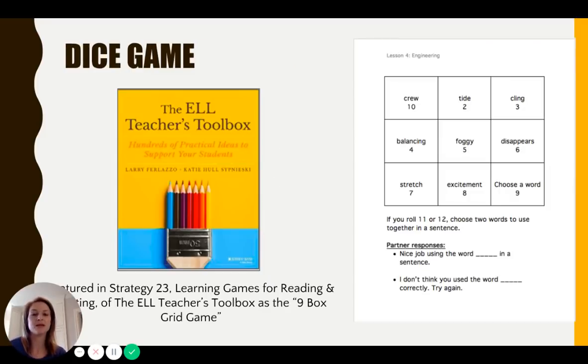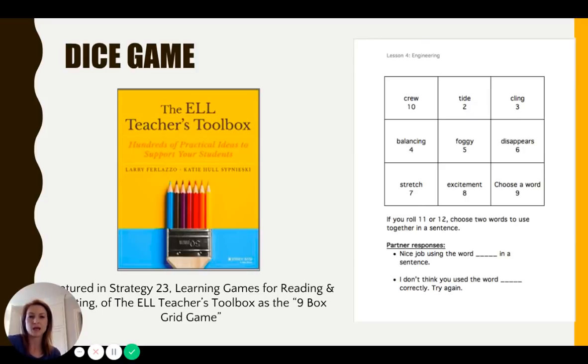My dice game is a game that I love. I can't even remember where I got the idea, but I have used this game so much with my third graders and my fourth graders. Essentially, I take the word list, I put it into this grid, and each vocabulary word has a particular number. Students roll the dice, and then depending on what number they get, they have to use that word in a sentence. There's feedback built in.